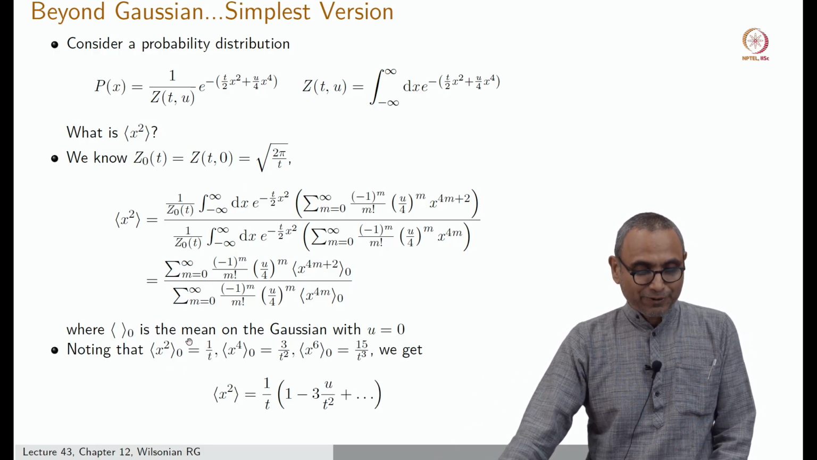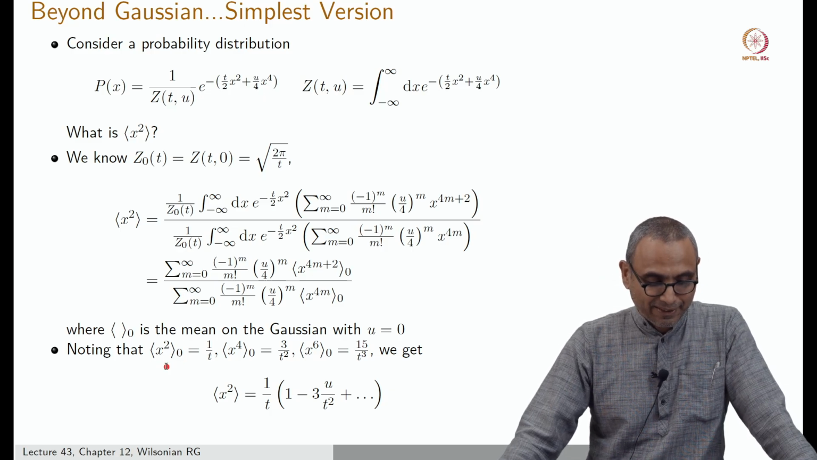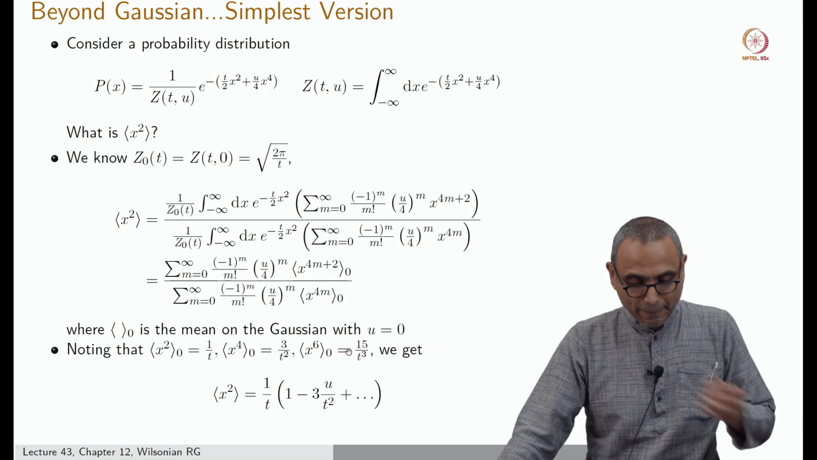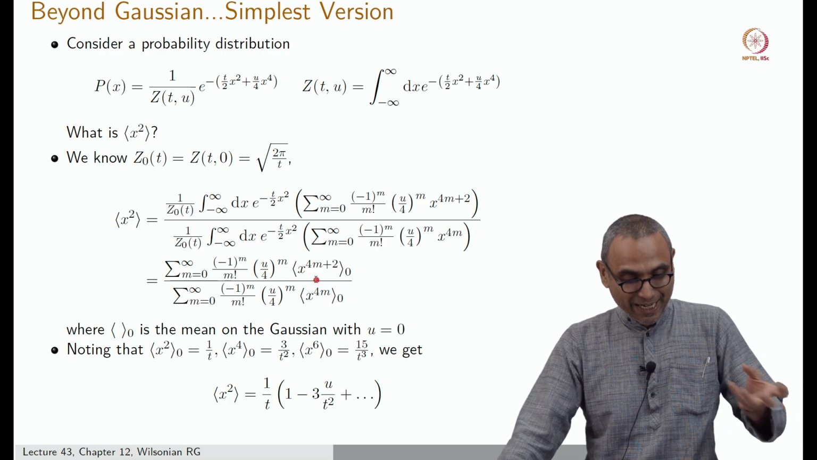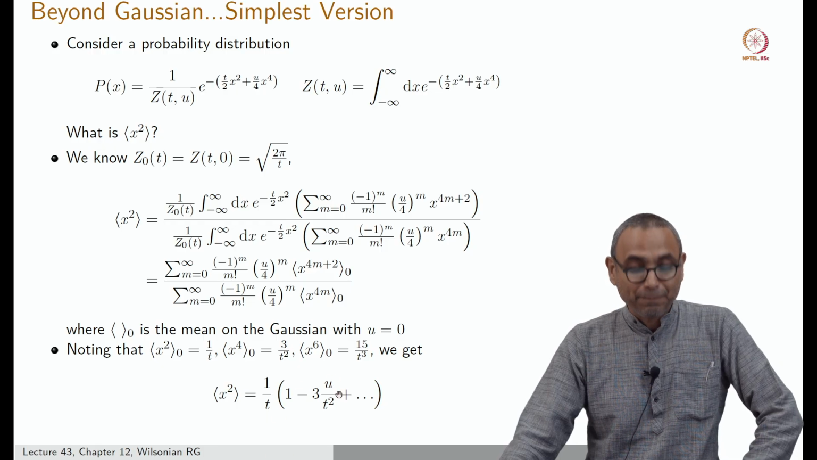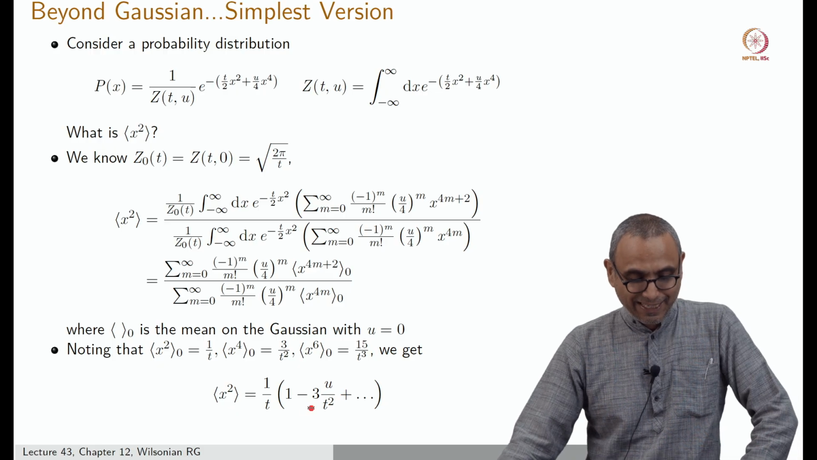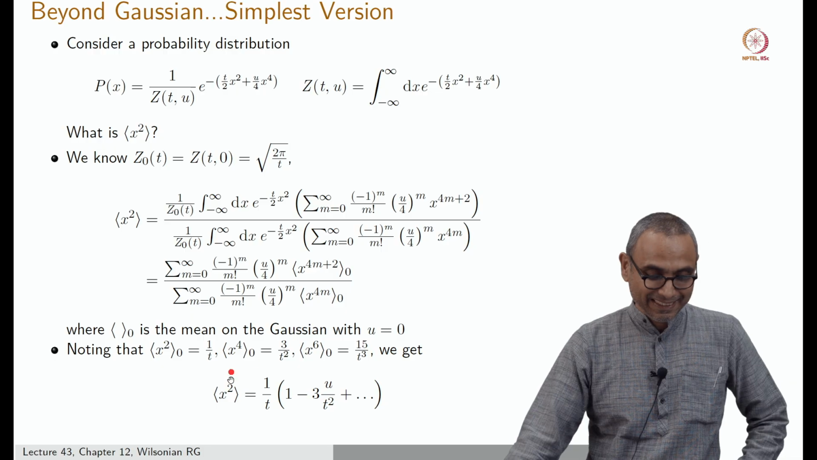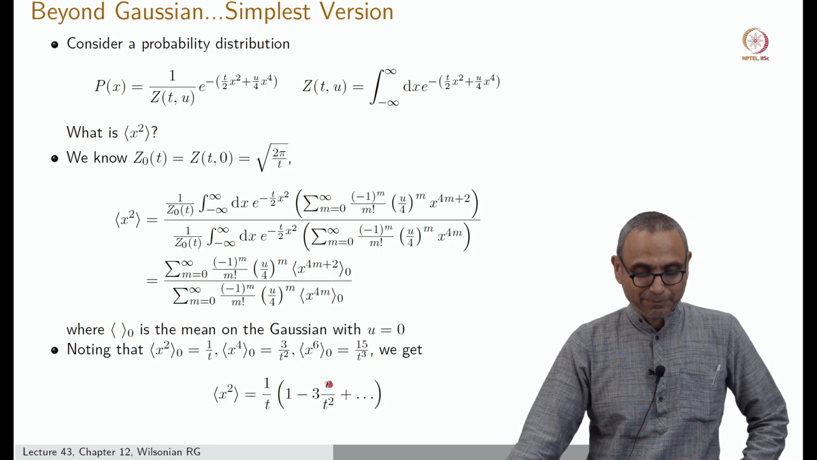So in fact, what we can find is that the mean x square on the Gaussian is 1 by t, the mean x to the 4 is 3 by t square, and so on. And you can stick it into this expression, expand out, and keep terms to leading order in u, which is linear in u. And so you will see that x square reduces from 1 by t by an amount which is 3 times u by t square.